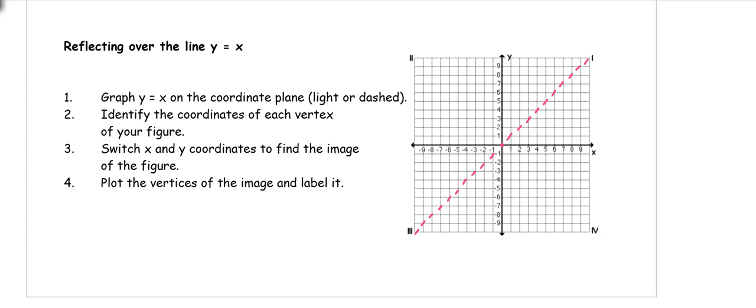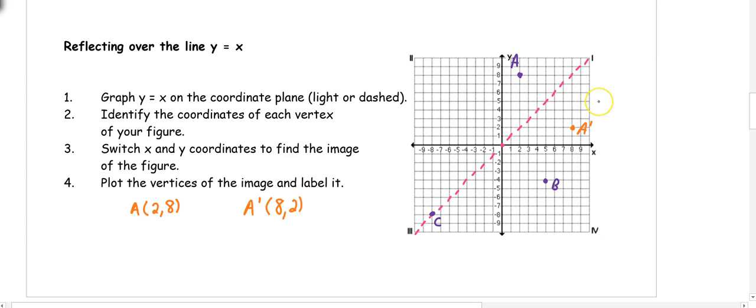Now, in order to graph, we're just going to make up a couple of points to try it. Let's try A at 2, 8, B at 5, -4, and C at -8, -8. You're going to identify the coordinate. So A is at 2, 8. In order to get the reflection over the line, you switch the x and y coordinates. So A prime would now be 8, 2. They keep the same sign that they have. So 8, 2, this is my A prime.